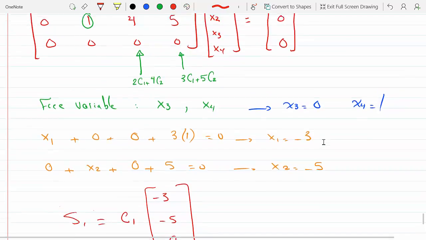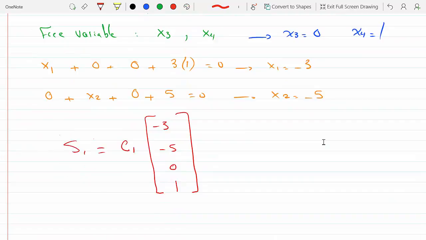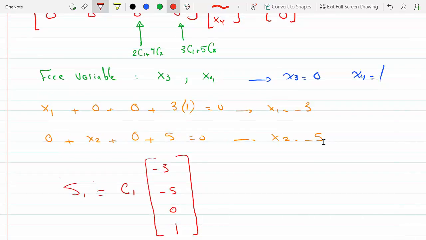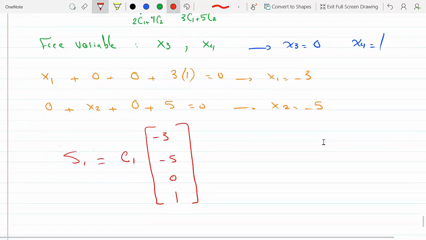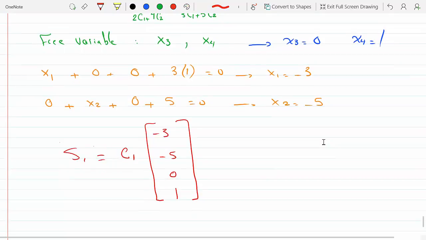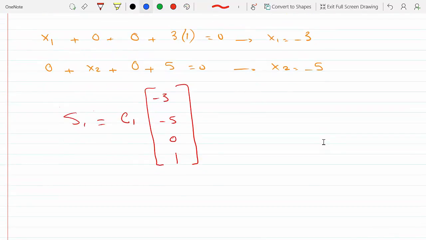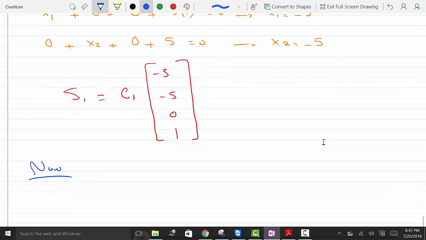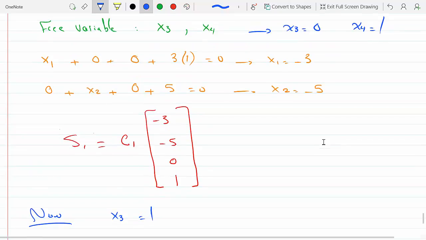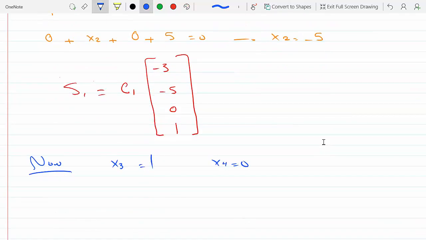You're paying attention? Okay, now remember, this came from me letting x3 equal 0, x4 equal 1. Now I flip it around. I let x3 equal 1 and x4 equal 0. This will give me my second special solution. So I would switch them around, x3 equal 1 and x4 equals 0. And again, I go back to the equations to get my x1 and x2. Those are the variables, right?